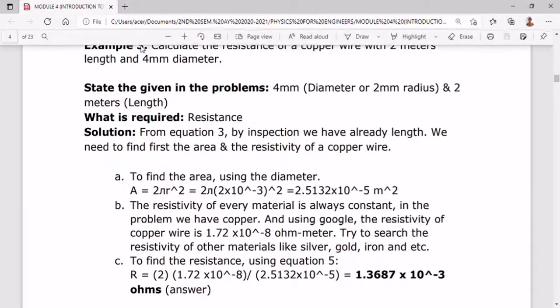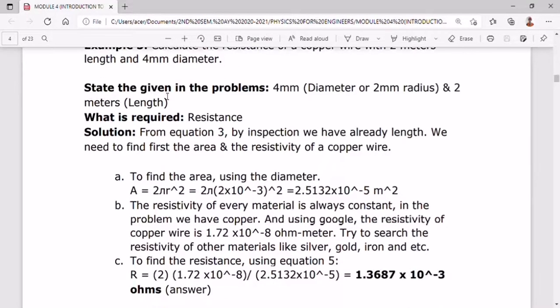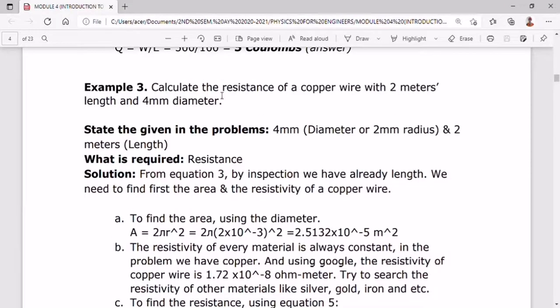For our example number 3, we have here: calculate the resistance of a copper wire with 2 meters length and 4 millimeter diameter. First thing to do, again, is to state the given in the problem. The 4 millimeter here is the diameter, and if we divide it by 2, we have our radius of 2 millimeters, and the length is 2 meters. What is asked or required in this problem is the resistance.